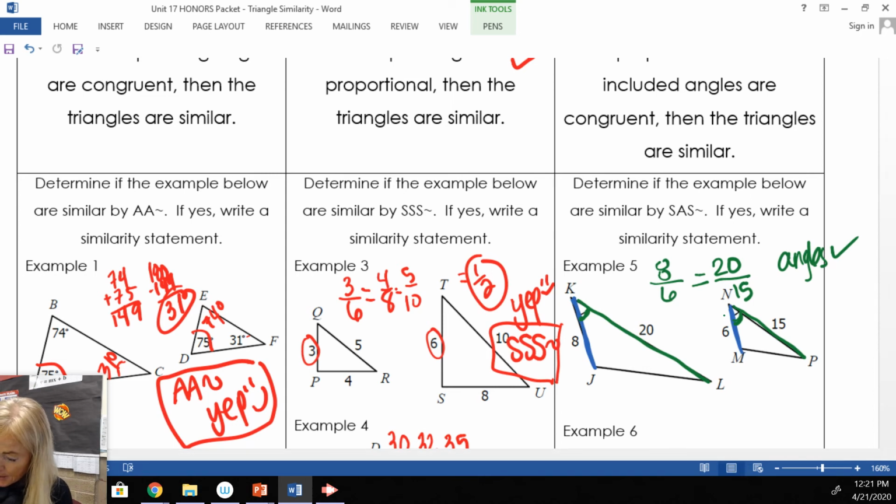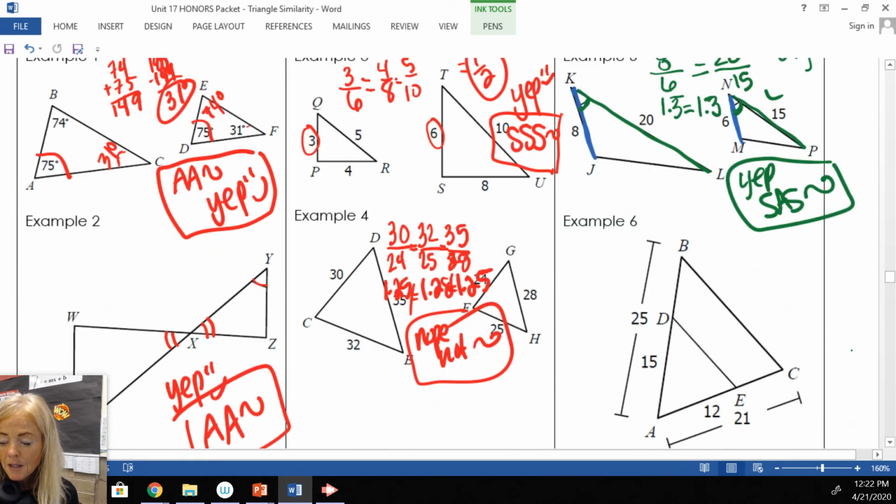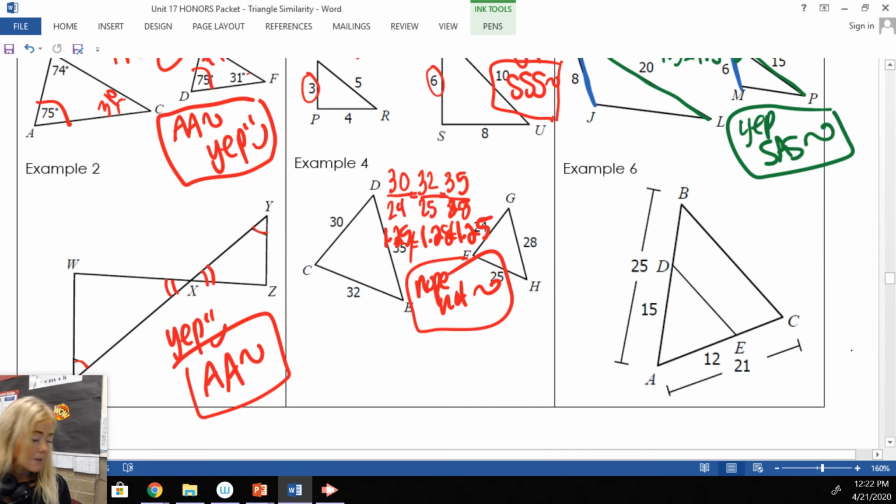So 8 divided by 6 and 20 divided by 15. And I get 1.3 repeating equal to 1.3 repeating. And indeed, they do check out. So the sides are proportional, the angles are congruent. Therefore, you would say, yep, by side angle side similarity. Remember that little similarity symbol, because that's the way that distinguishes side angle side with the congruent triangles theorems from the similar triangles theorems.